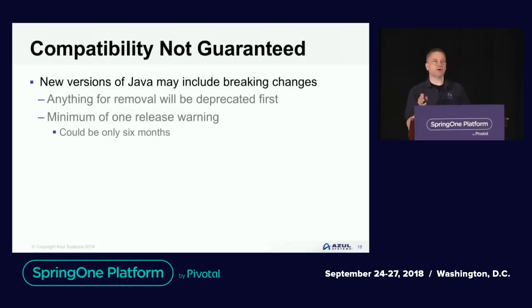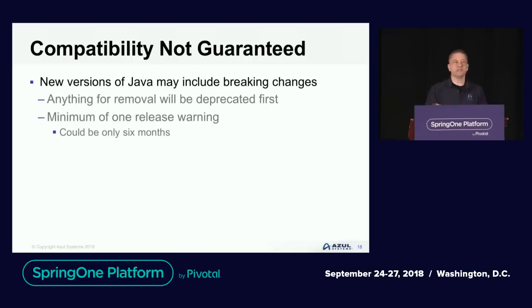So the key thing now is that compatibility is not guaranteed. Whereas before, we were pretty safe that we could move our application from JDK 6 to JDK 7 or JDK 7 to JDK 8 without having to make any changes. Now we need to be more careful. Oracle have actually said that future versions of Java may include breaking changes. They've also said that anything that they're going to remove will be deprecated first. So you'll get some warning about the fact that a feature is going to be removed.